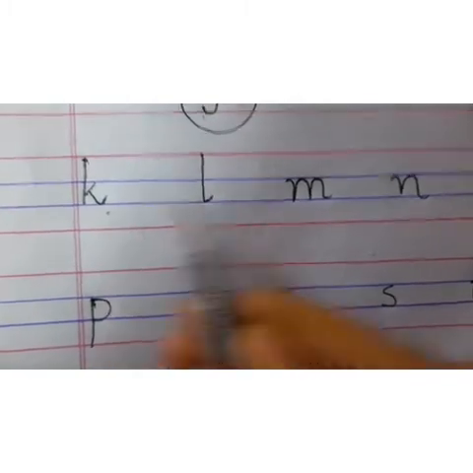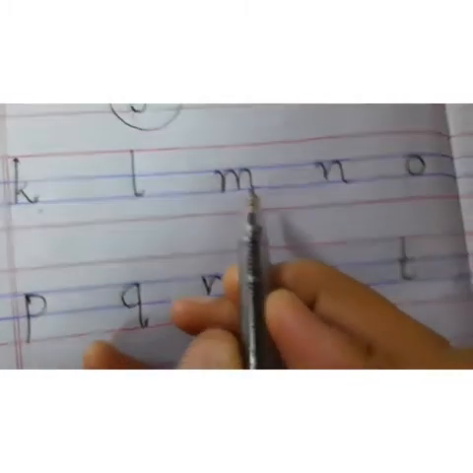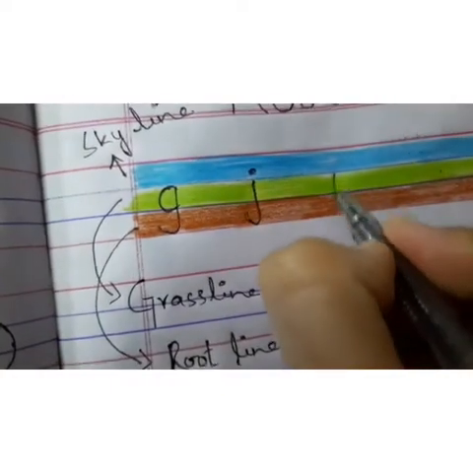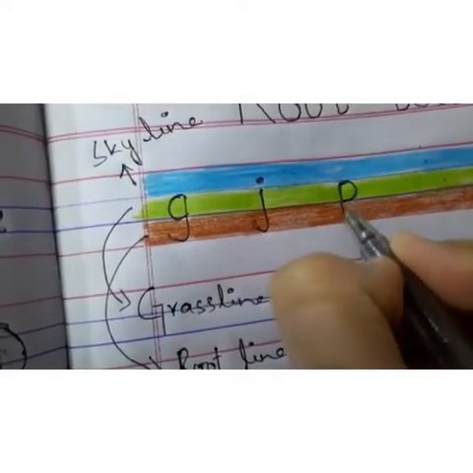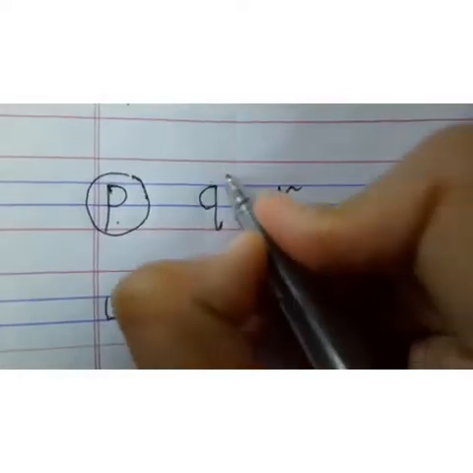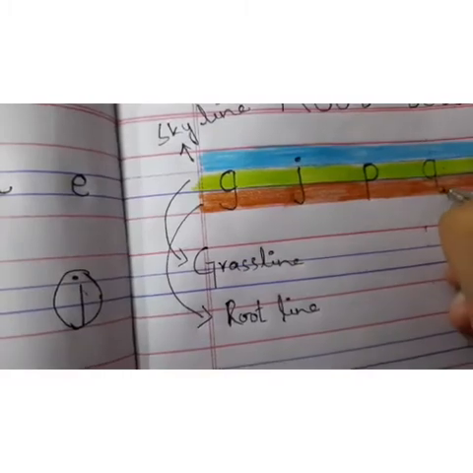K is not a root letter. L is not. M is not. N is not. O is not. P is. Yes, it is a root letter. Why? Because it is touching the fourth line. So I'm going to write it here, and we can clearly see that it is touching the brown line. Q is also a root letter because it is also touching the fourth line. So we found another one.